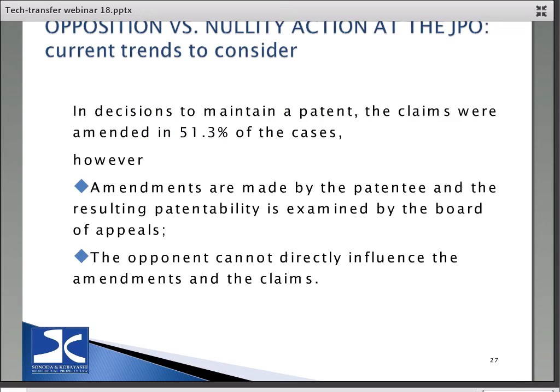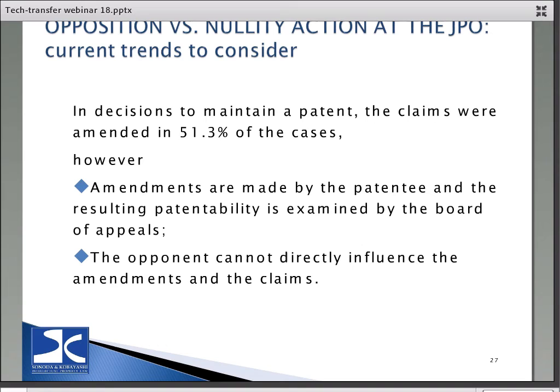However, there is a little more detailed analysis about what happened. In the decisions to maintain a patent, the claims were amended in 51.3% of the cases, which is about 50% of the cases. So if the target of filing an opposition is to make the patentee amend the claims, you can say that was successful for more than half of the cases.